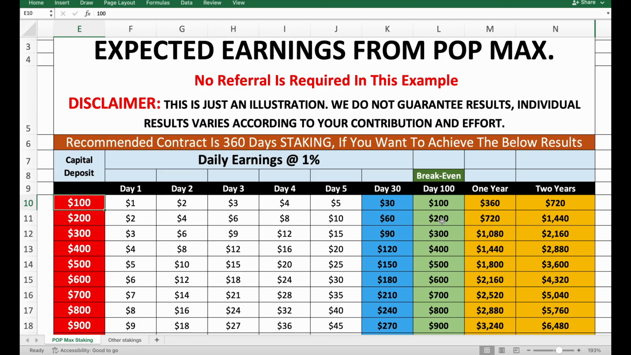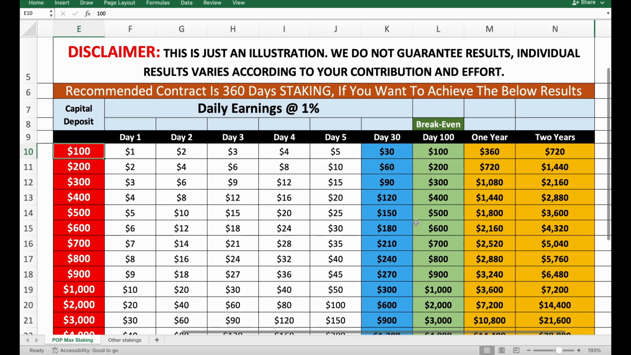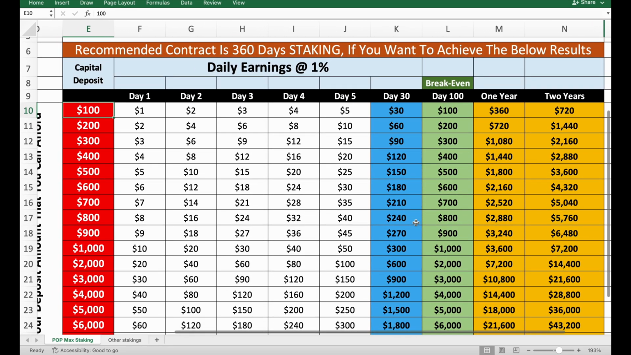So by the time you get to 100 days, your risk will be zero, because it means you have made back your original deposit 100%, and then you can take back that deposit. And whatever is left there is your house money that will be generating and making more profit for you. And the capital deposit column here started from 100 up to 10,000.